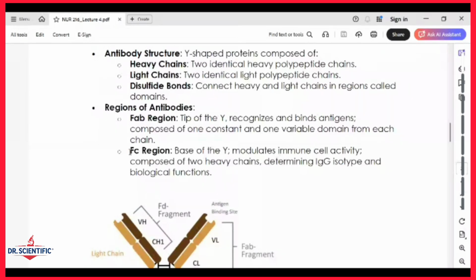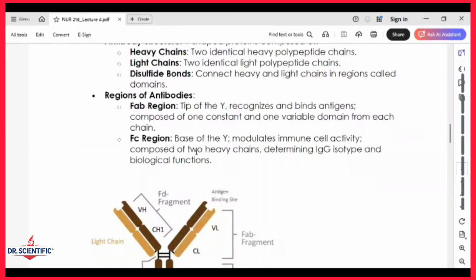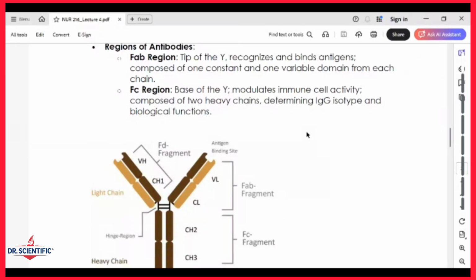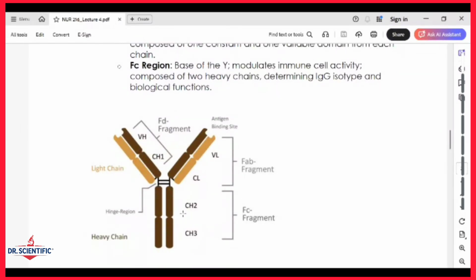It also has the Fc region, which is on the base of the antibody. It modulates immune cell activity. It's composed of two heavy chains, and it's the one that determines the IgG isotype. As you've seen, we have 4 isotypes of IgG, so we can only determine the isotypes of IgG depending on the Fc fragment of an immunoglobulin. So generally, this is how they look.